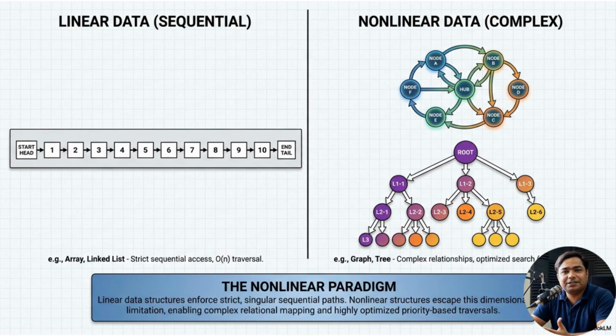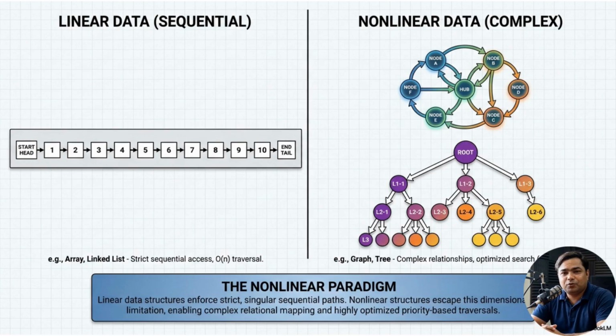Now look at the right side of the slide. Here we have non-linear data. Instead of one straight path, there are multiple connections. One node can connect to many other nodes. This is closer to real life. For example, in a social network, one person can be connected to many friends. Those friends are also connected to other people. This cannot be represented well using only a simple line.